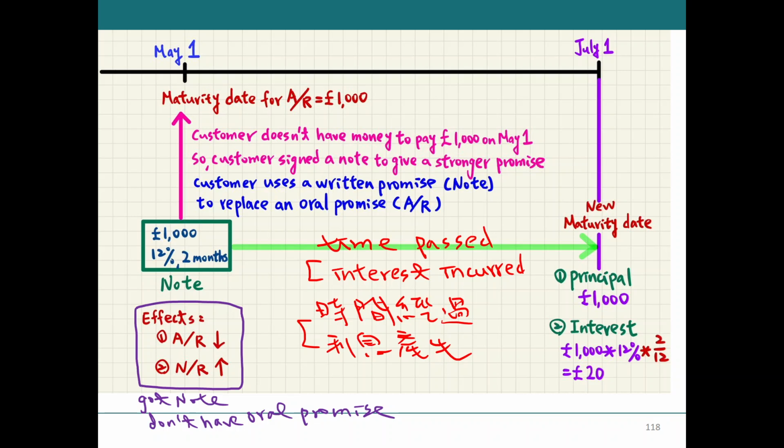Don't forget, principal, the first promise, and interest, the second promise, right? So don't forget you get principal and interest. For interest, don't forget always the period. Don't forget it. Sometimes you will forget the period. Okay, any questions? No problem?